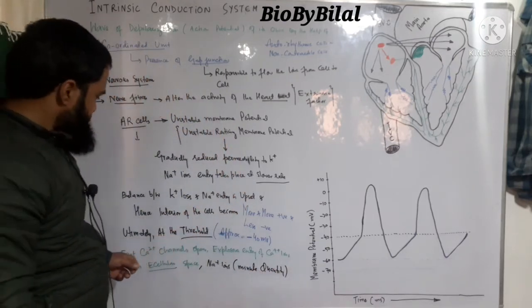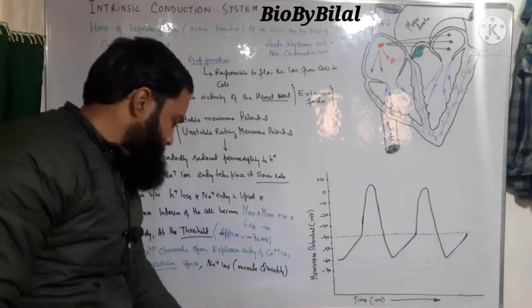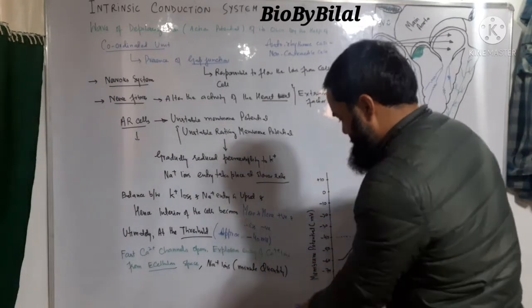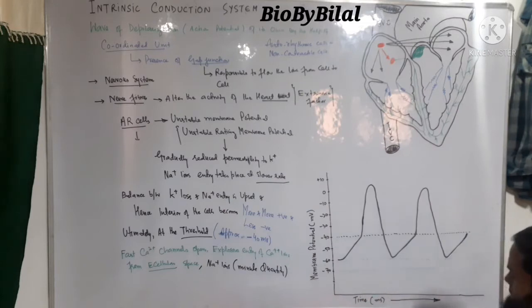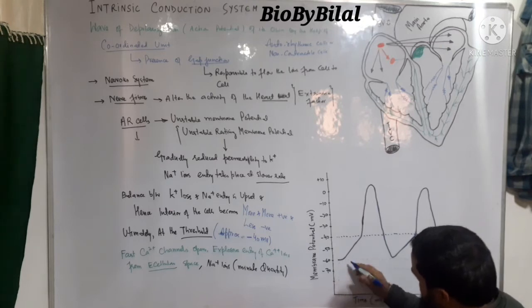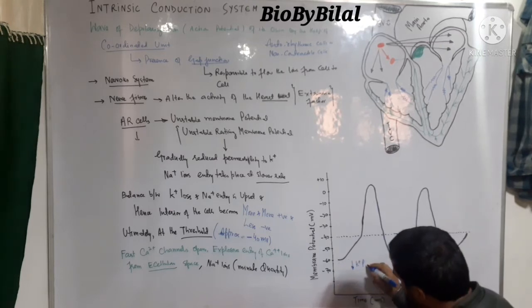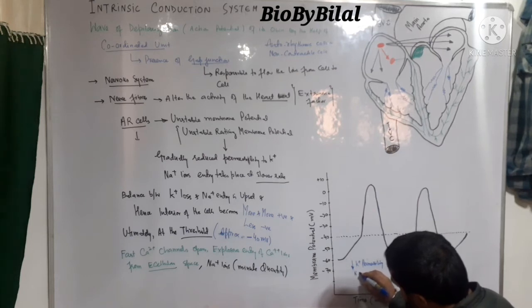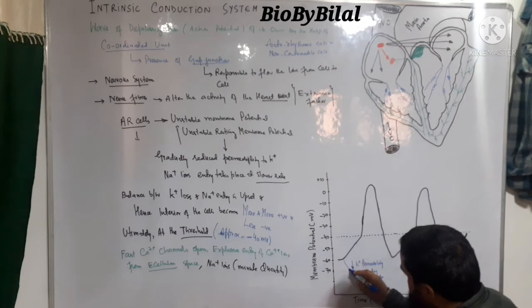Once again I will tell you what happens here. I'll make use of this diagram and the time taken in milliseconds. This is the point where there is reduced potassium permeability and sodium entry at a slow rate. Sodium entry at a slower rate. These 2 points are depicted here.